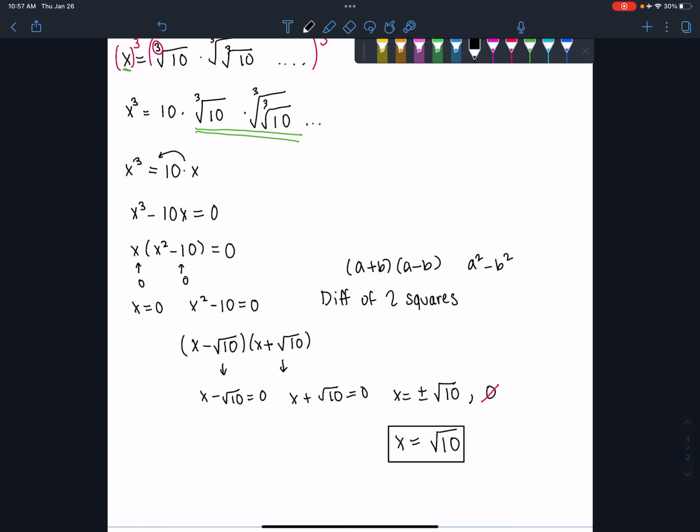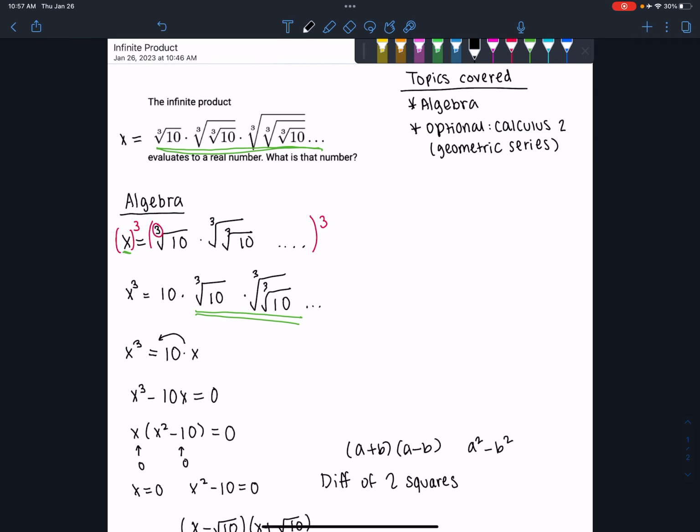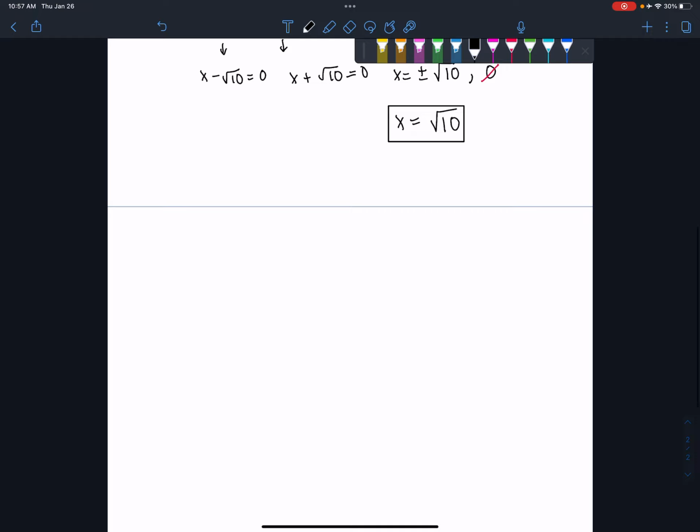We also have the calculus method. So in order to understand this method, you're going to have to know about geometric series, which are typically covered in Calculus 2, or maybe the end of Calculus 1 or the beginning of Calculus 3. So let's redo this with calculus. So we have x equals, actually we don't even need to say x, we can just say cube root of 10 times the cube root of the cube root of 10.